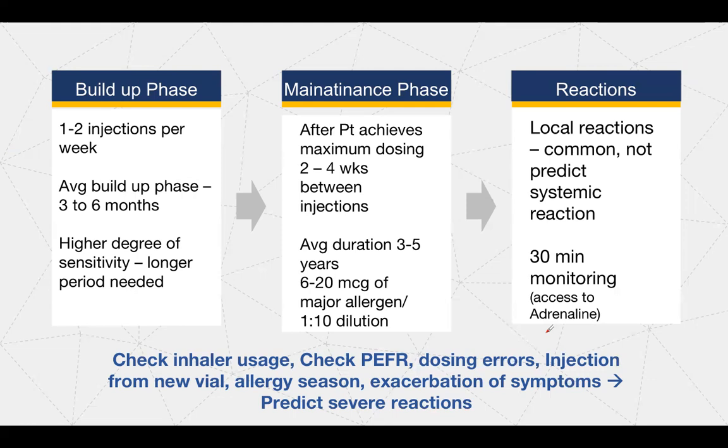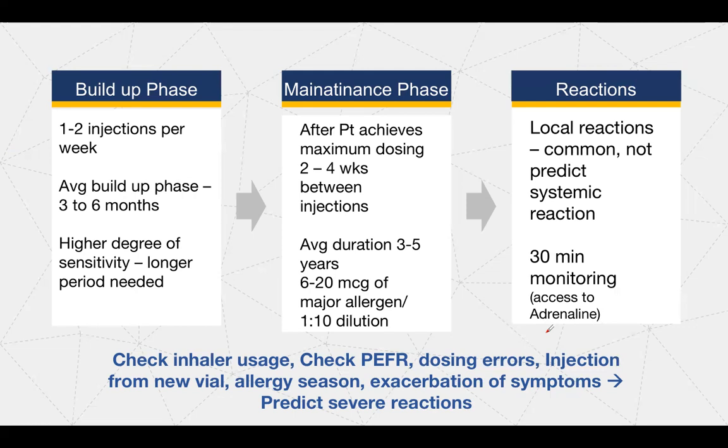Some important points we need to remember: if the patient is suffering from allergic asthma, we need to check the inhaler use, how they are using it, check the PEFR value, and dosing errors, whether they are happening or not. Sometimes we need to be careful while taking injection from a new vial. For example, I am taking 1:50,000 solution vaccine. After finishing 1:50,000, today I will take 1:5,000 solution. The first dose from that vial, when I am introducing it, we need to be a little bit more careful, because there could be a problem in the very first dose, maybe due to problems with the standardization. So we need to be careful.